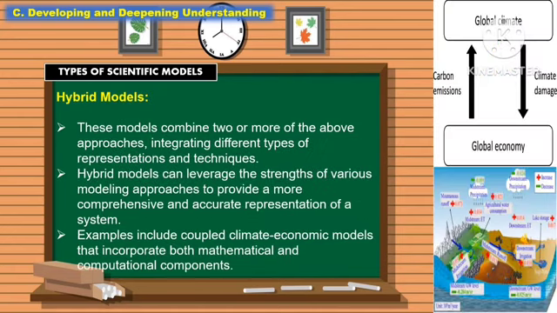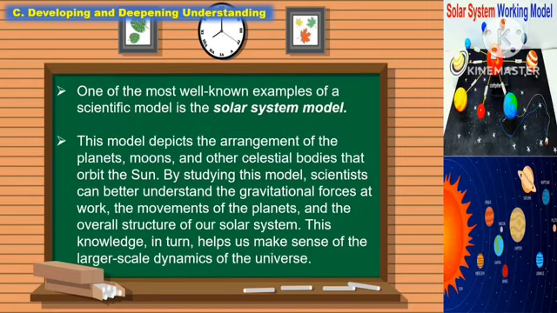The last type of scientific model is the hybrid model. So these models combine two or more of the above approaches, integrating different types of representation and techniques. Hybrid models can leverage the strengths of various modeling approaches to provide a more comprehensive and accurate representation of a system. Examples include coupled climate-economic models that incorporate both mathematical and computational components.